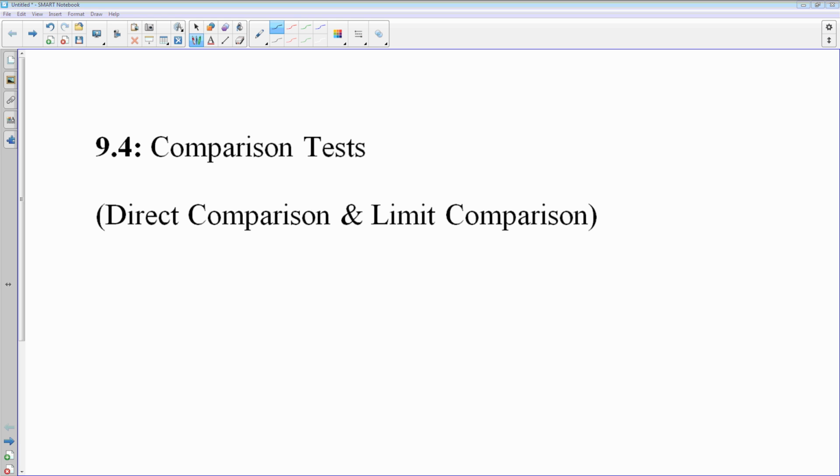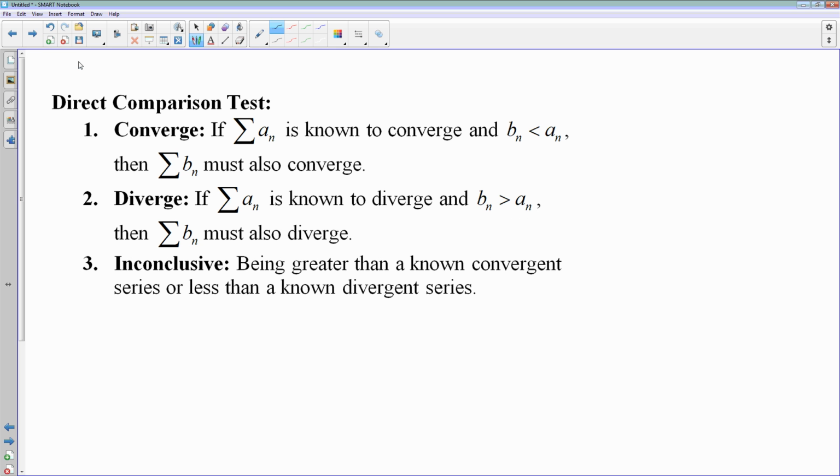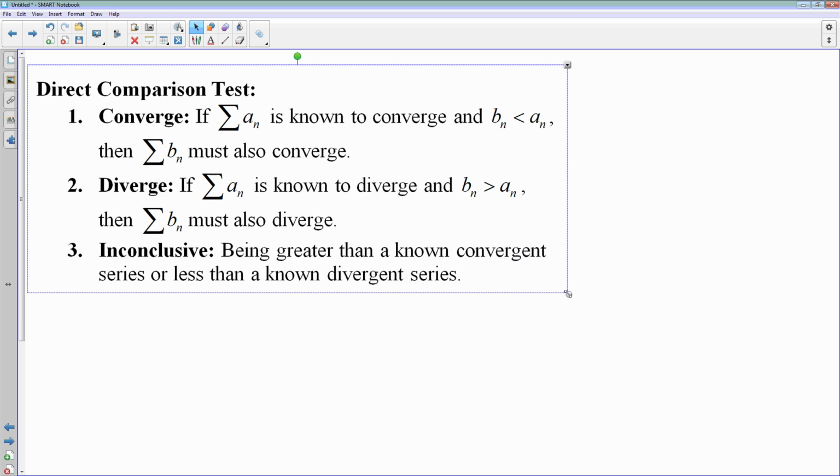Okay, looking at two other tests in order to determine series convergence or divergence. These are your comparison tests, and there are two of them we're going to talk about here. The first one is the direct comparison, and this to me is the easier of these two.